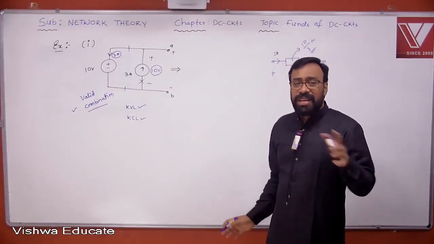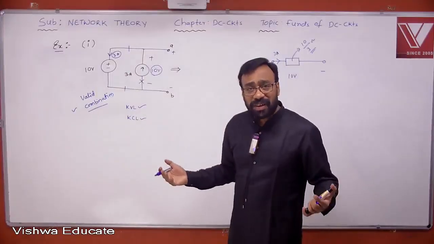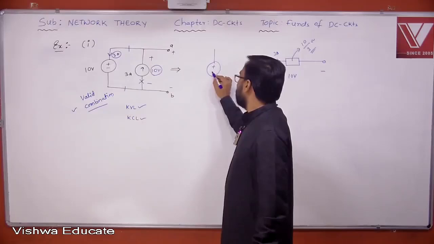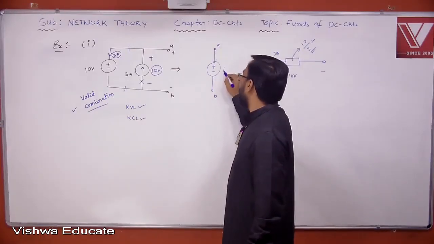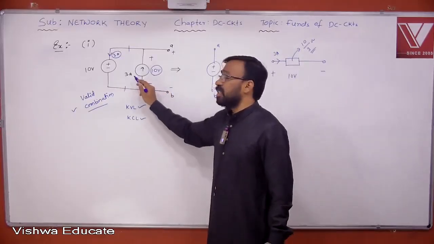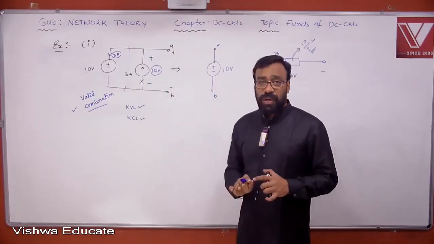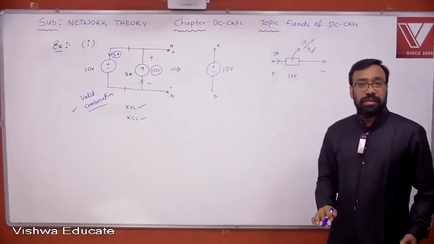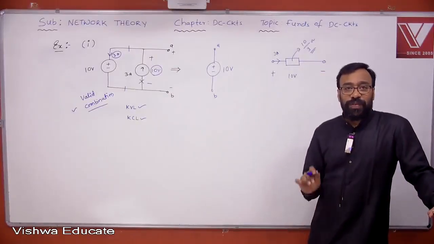Is it clear? Then if I neglect this, then what is the equivalent you are going to get again? This 10 volt source only. So I can say it is a voltage source. I can say it is a voltage source AB, and its value is how much all the time? 10 volts, because irrespective of the value of this current source, the voltage across this AB terminals is always 10 volts. Therefore, I can replace that entire combination by what? That's it, a voltage source, 10 volts. Hope all of you understand.